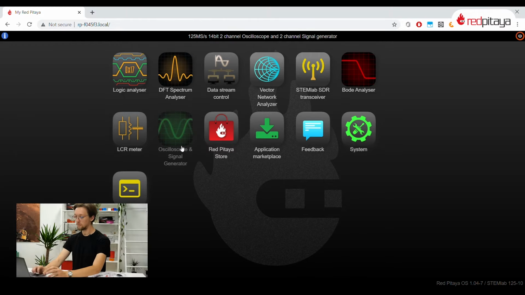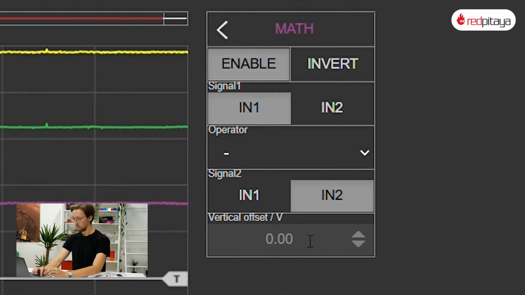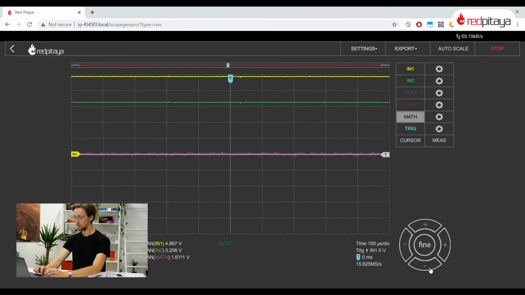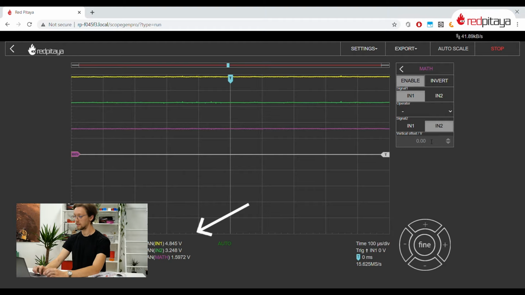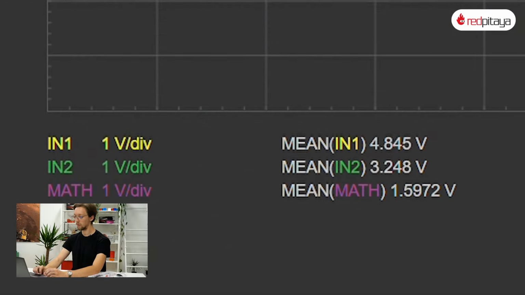So both inputs are in 10 times mode. Now let's add math functions for input 1 minus input 2, set appropriate volts per division, and add measurements for mean values of all 3 signals. I'm expecting voltage levels to be within 0.1 volt of the calculated values due to all the tolerances.